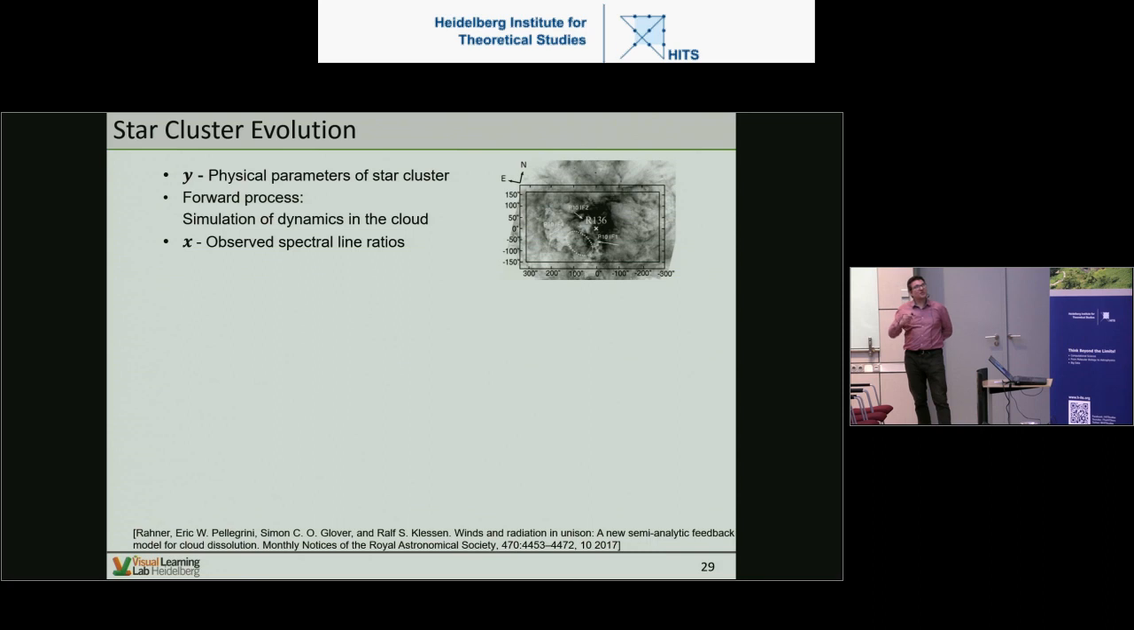Okay, so with the astrophysics, we have physical parameters of star clusters. The forward process is complicated. We are not interested in the details of this. And we have so-called observed spectral line ratios. These are the kind of measurements they give us.